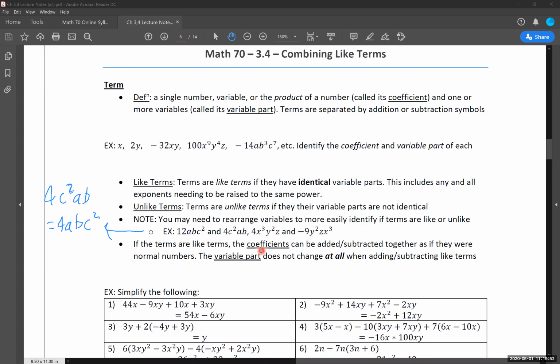And again, I can't emphasize that enough because that gets a lot of people. We combine the coefficients together and then we think, well, I also combine the variable parts together. I've seen some people add exponents together. I've seen people multiply exponents together. Nothing changes with the variable part at all. It stays the exact same.